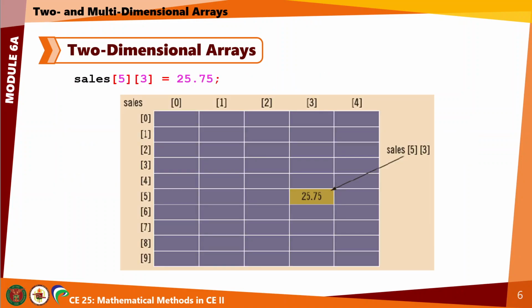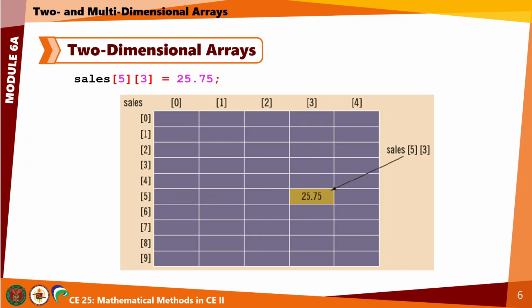Let's take this one as an example. Nag-store siya ng value na 25.75 kay sales[5][3]. And ibig sabihin, yung 5 is for the 6th row. 1, 2, 3, 4, 5, 6th row. Tama? And then, for the 4th column. 1, 2, 3, 4. So, store niya dito sa element na to si 25.75. Okay? Di ba? Madali lang naman intindihan. Straight to the point.